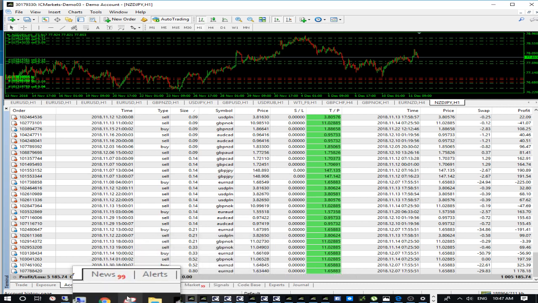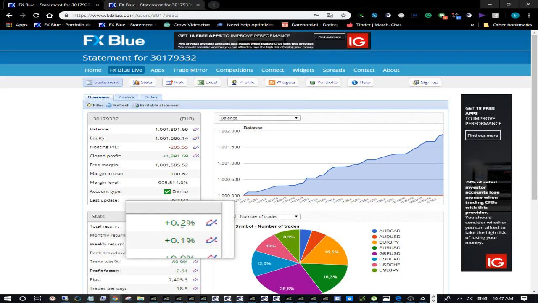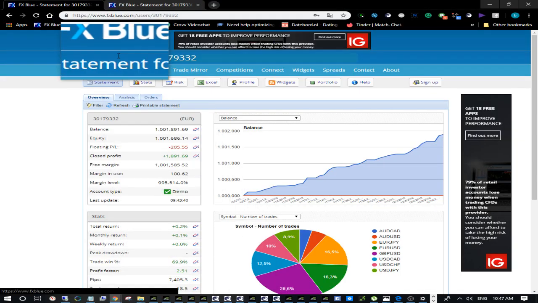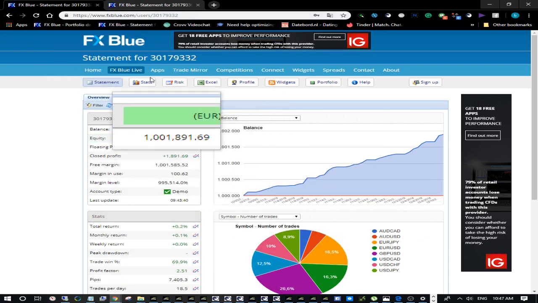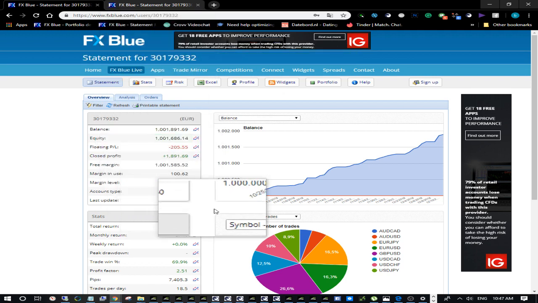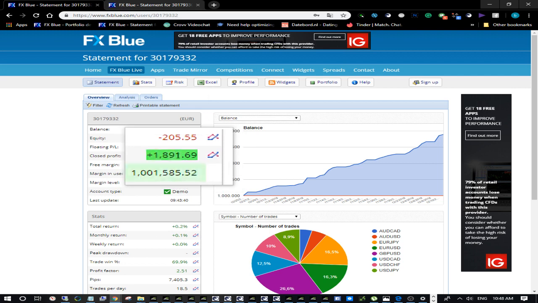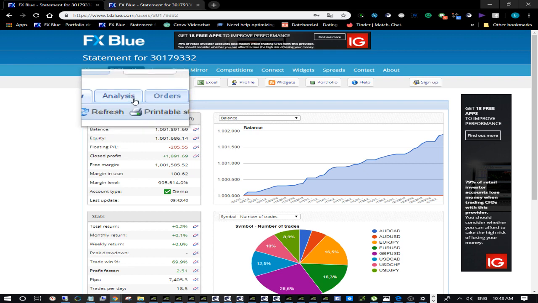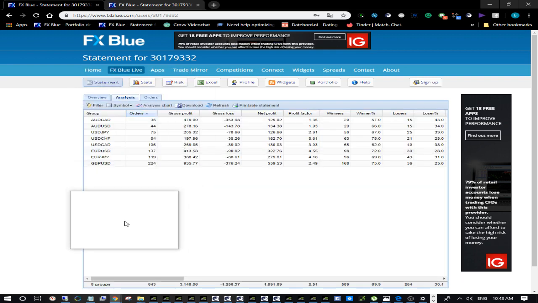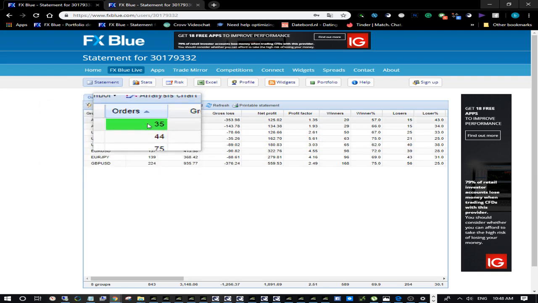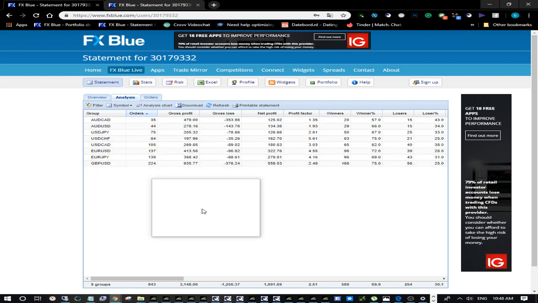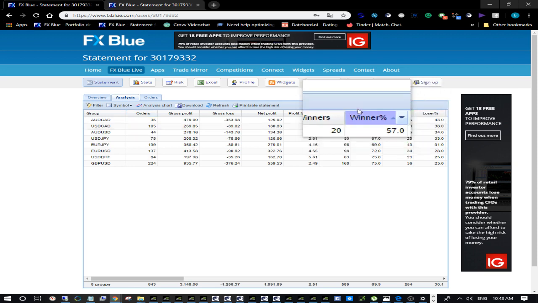So let me show you guys over here. For those who want to check all the results, all you need is this link right here, and this is actually an overview of our first account where we had 1891 in profit. Now when you go to analysis, you can actually see the pairs that we are trading, the orders made, and of course all of the rest of the information.